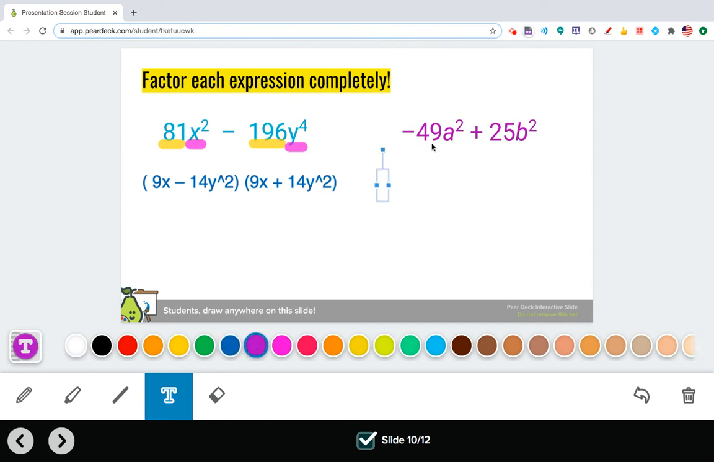And what I'm noticing is I don't have a difference of perfect squares, but I can rewrite it so it is a difference. I can put my positive term first, right? And then I can put my minus 49a squared second. And that is mathematically equivalent, right? I've just used the commutative property. And now I do have the difference of perfect squares. I know the square root of 25b squared is 5b. The square root of 49a squared is 7a. Now I want to write this same binomial just with a plus sign.